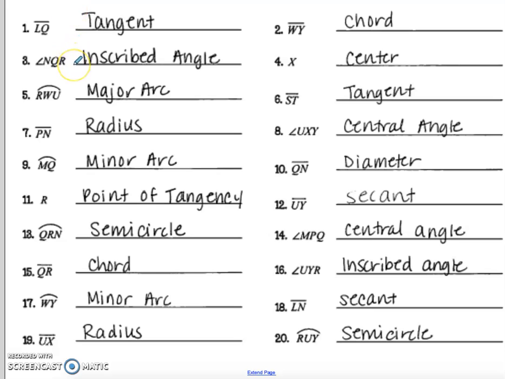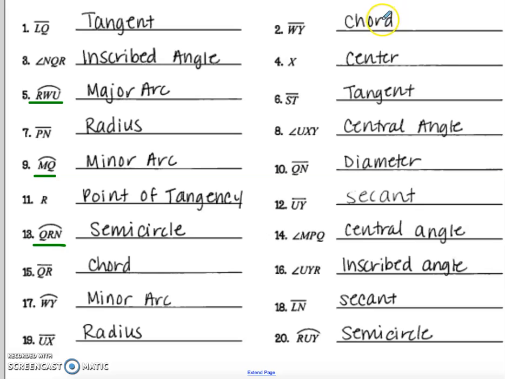Boom. All right, so number 1 was tangent. I'm going to go down the left side real quick. 1 tangent, 3 inscribed angle. 5 was a major arc. You had 3 letters. 7 was a radius. 9 was a minor arc, 2 letters. 11 was the point of tangency. And then 13 was a semicircle. 15 was a chord. 17 was a minor arc. And 19 was a radius. Okay, if you have any questions on those or need me to explain them, please raise your hand. I would love to come help you.